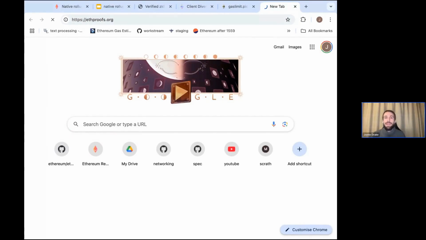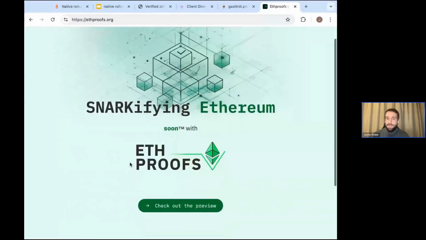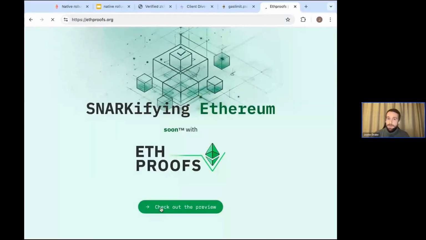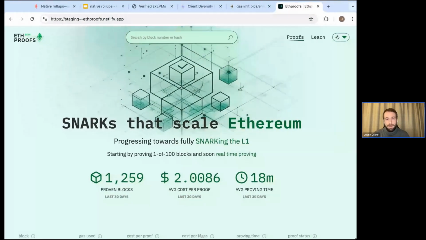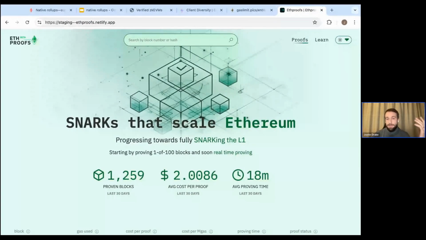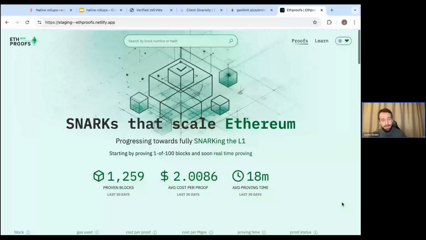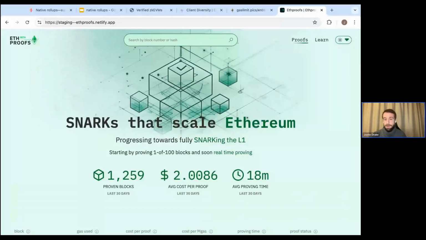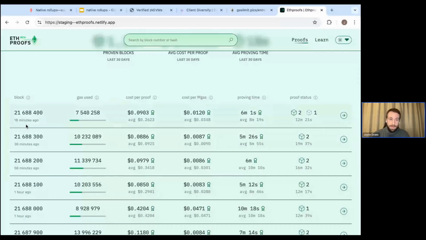It hasn't been announced just yet. There's a preview. If you click on check out the preview, it's basically a website to showcase the various ZKEVM vendors and provers. We're trying to incentivize proofs for mainnet blocks. The way we do it today is that we encourage proofs for blocks that end in 00, so 88400, 88300, etc. You can see here that there are 2 blocks that have already been published, and then there's one that is in flight.